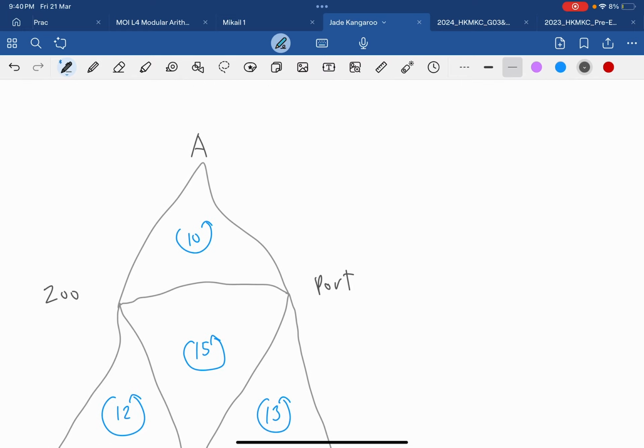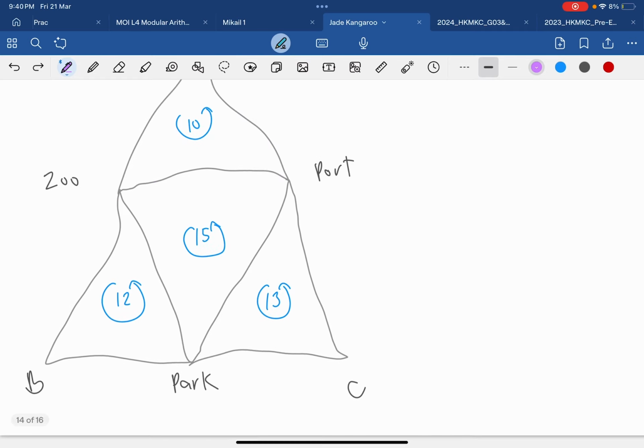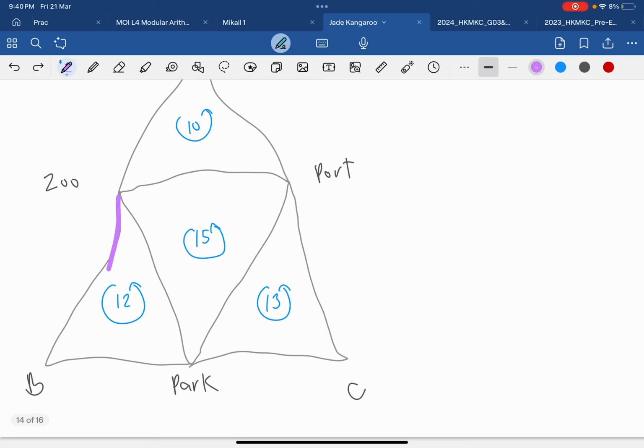Right, so a tour from A to the zoo, to the port and back to A is going to take 10 minutes. This one is going to take 12 minutes. This one's going to take 15 minutes. And this one is going to take 13 minutes.